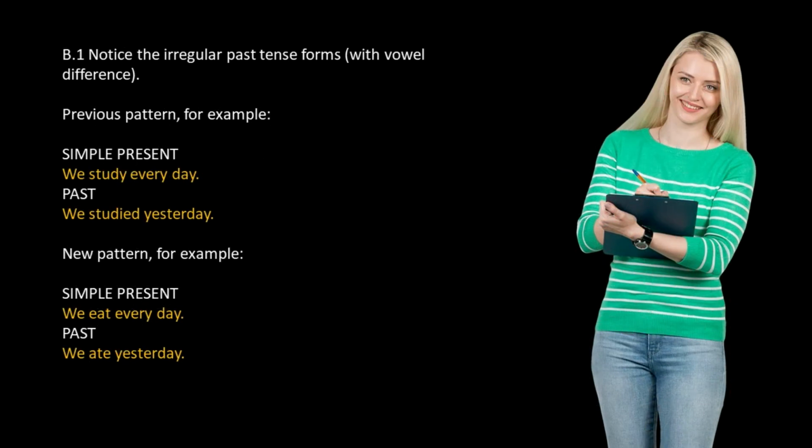Notice the irregular past tense forms with vowel difference. Previous pattern, for example, simple present: we study every day. Past: we studied yesterday. New pattern, for example, simple present: we eat every day. Past: we ate yesterday.